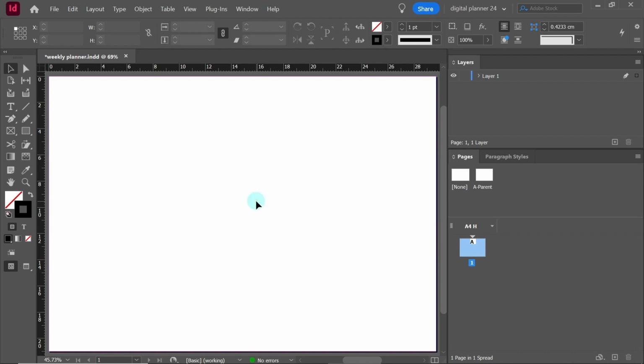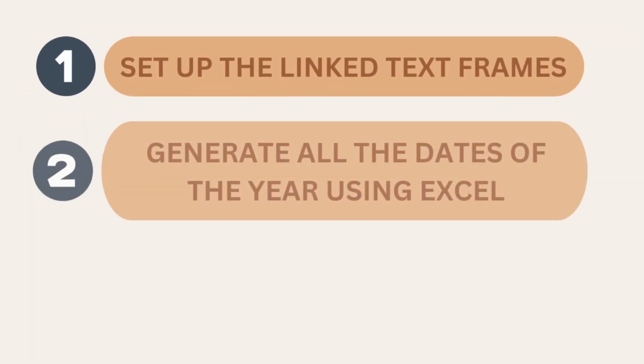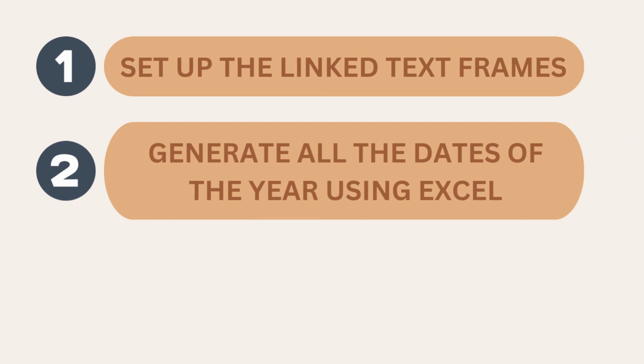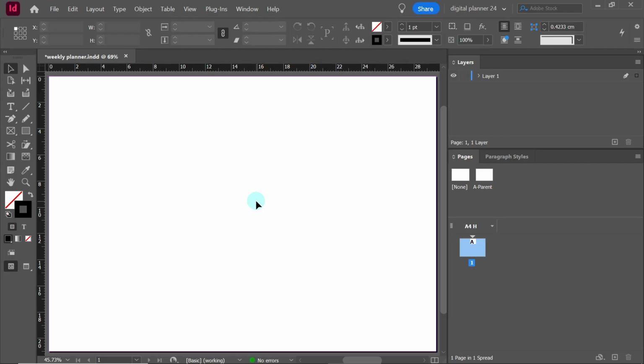Okay, let's dive in. To fill our weekly planner layouts, just follow these 3 simple steps. Step 1. Set up the linked text frames. Step 2. Generate all the dates of the year using Excel. Step 3. Flow the dates across all text frames. So let's start with Step 1.